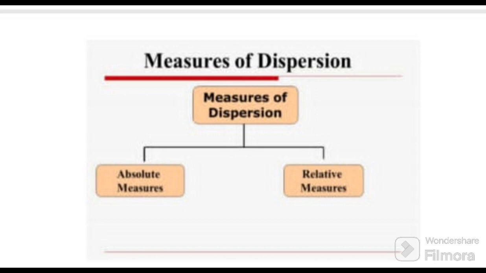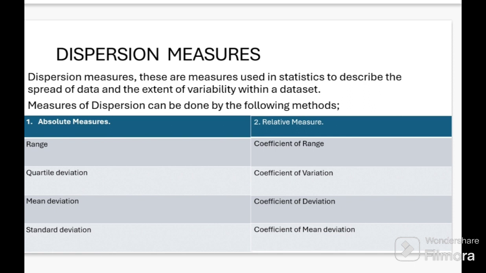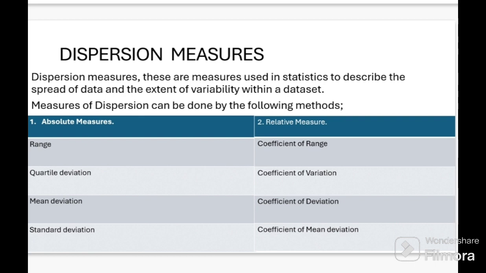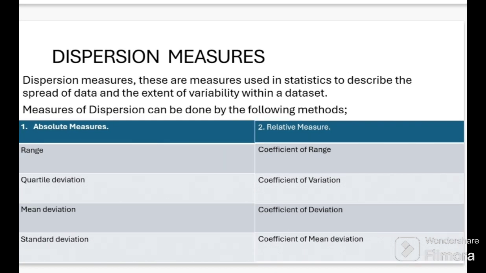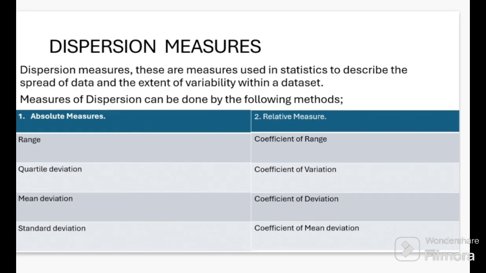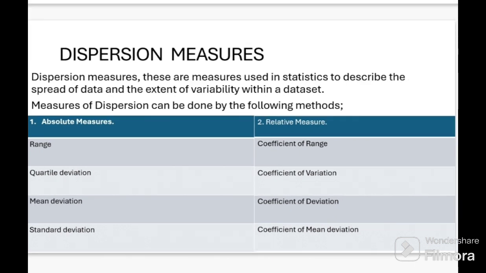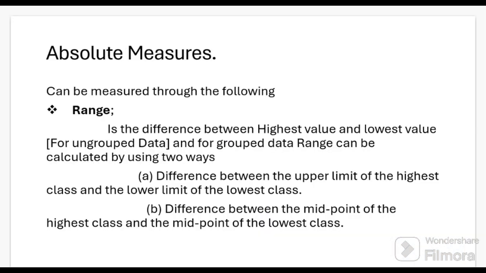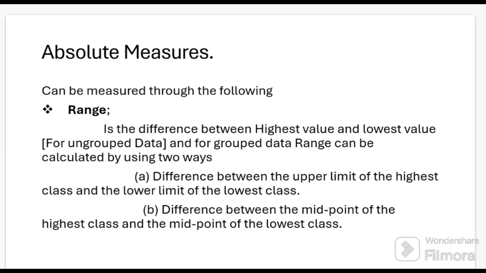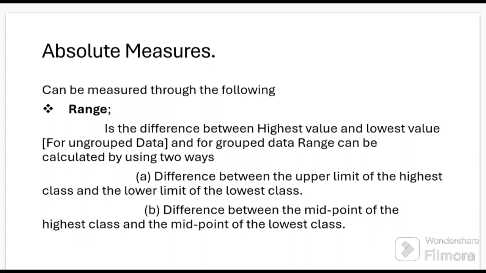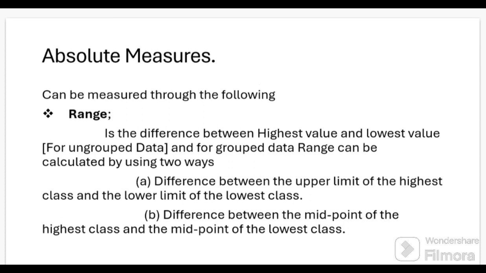Now, the measures of dispersion can be absolute measures or relative measures. The dispersion measures are used to describe the spread of the data and the extent of variability within the dataset. In the case of absolute measures, we have range, quartile deviation, mean deviation, and standard deviation. But in the relative measures, we have coefficient of range, coefficient of variation, coefficient of quartile deviation, and coefficient of mean deviation.